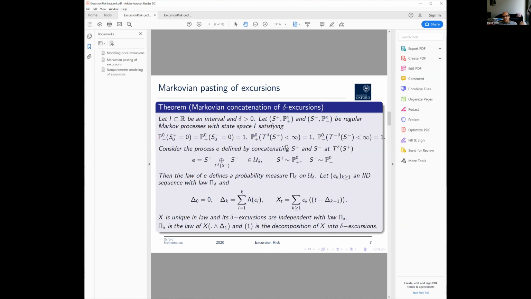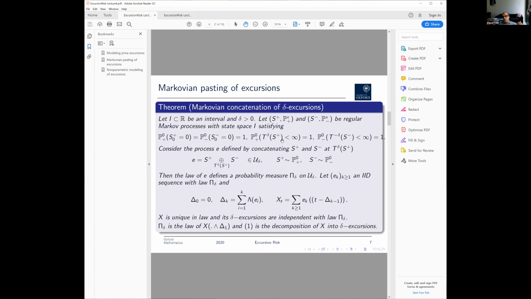So let's say, to construct a delta excursion, a delta excursion is a path which goes from 0 to delta and then from delta to 0. So I need to model what happens inside the delta excursion. I need to specify the law of the process when it goes from 0 to delta, and I need to specify the law of the process when it goes from delta to 0. I need to specify these two pieces. Then I get the law of one delta excursion, and then I take IID copies of this, and then I paste them together. That's the idea.